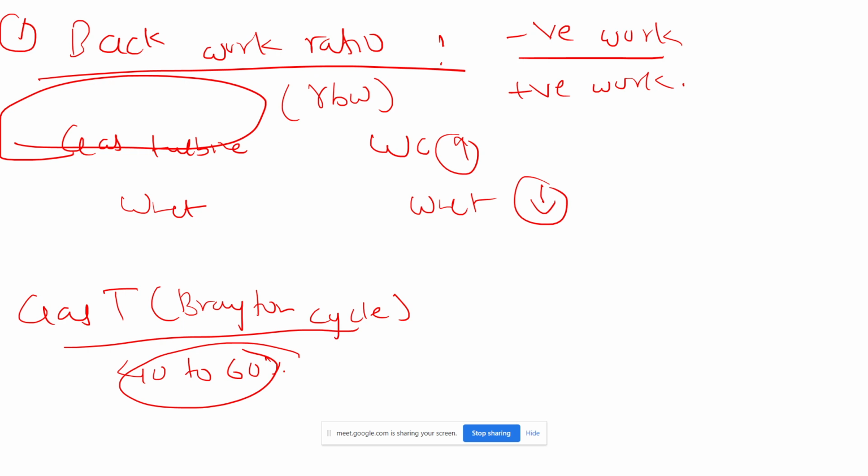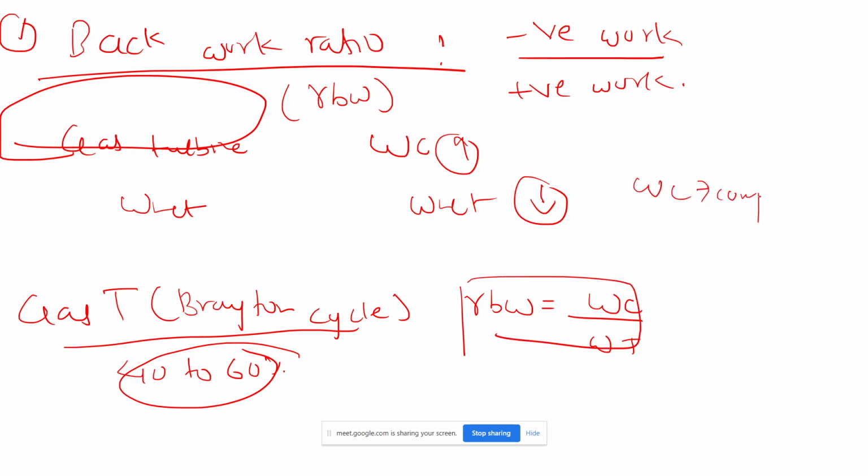So basically, RBW you can write as compressor work upon turbine work. I am using WC for compression work, but I'll write compressor work, WC, upon turbine work, WT.